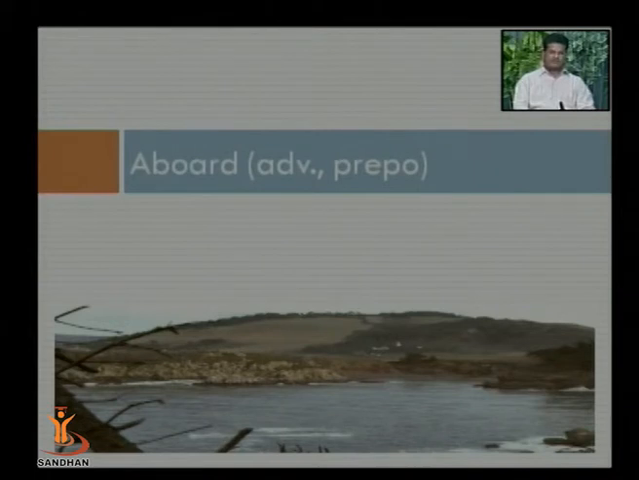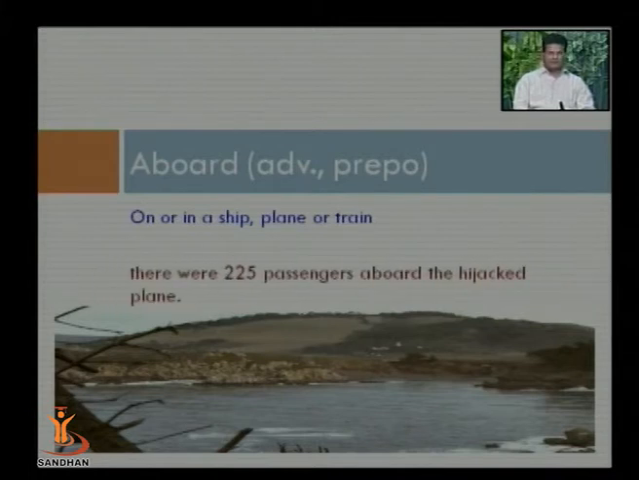First word of the first pair, aboard. It is used as adverb and preposition. On or in a ship, plane or a train. To go aboard means to board the ship or plane or train. There were 225 passengers aboard the hijacked plane. That means on the hijacked plane there were 225 passengers.